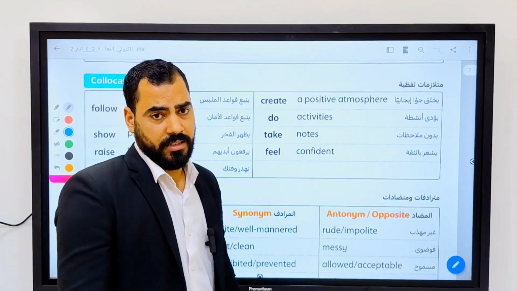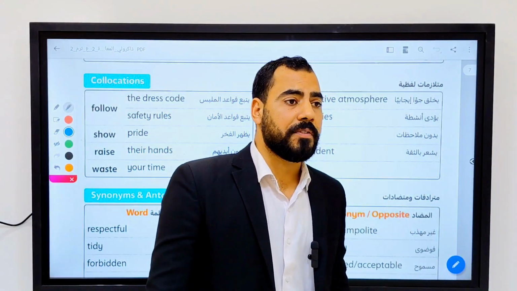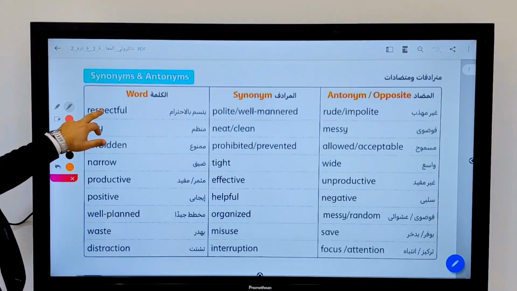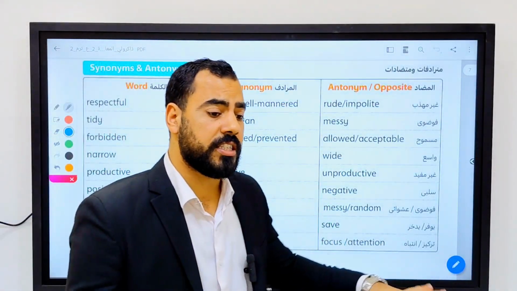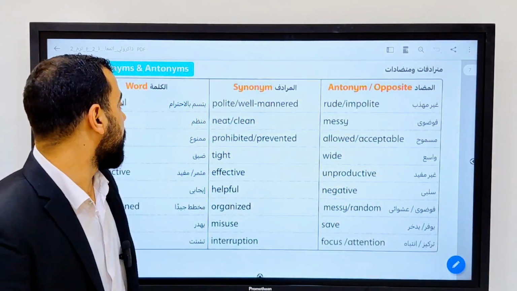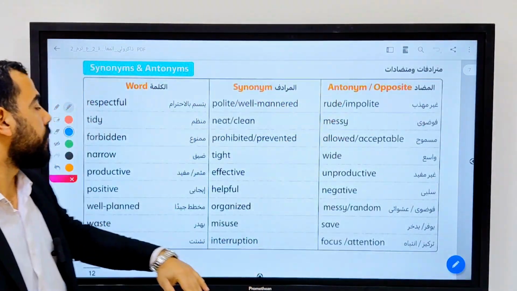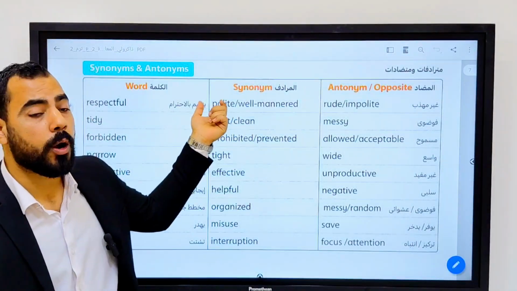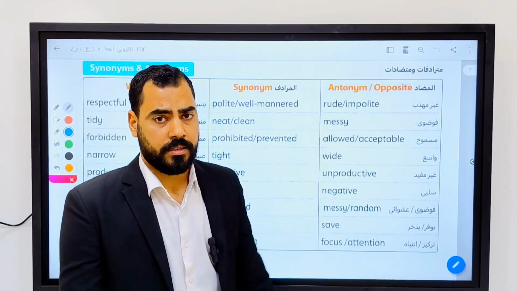Feel confident. When you do your homework, when you study at home and you come back to school every day, this helps you feel more confident. Let's move to synonyms and antonyms. This part is so important. It helps you to answer questions, and it helps you to talk about the same topic in different ways. Let's read them together, the word, the synonym, and the antonym, or the opposite. Respectful means polite or well-mannered. The opposite is rude, impolite.